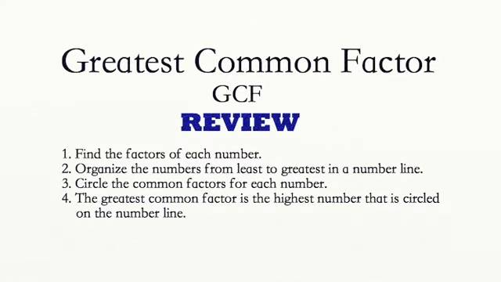You've done a great job. Let's review the steps for finding the greatest common factor. Step 1, find the factors for each number. Step 2, organize the numbers from least to greatest in a number line. Step 3, circle the common factors for each number. And step 4, the greatest common factor is the highest number that is circled on the number line.